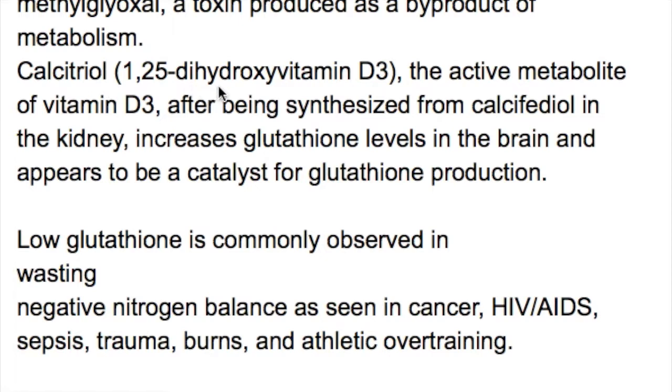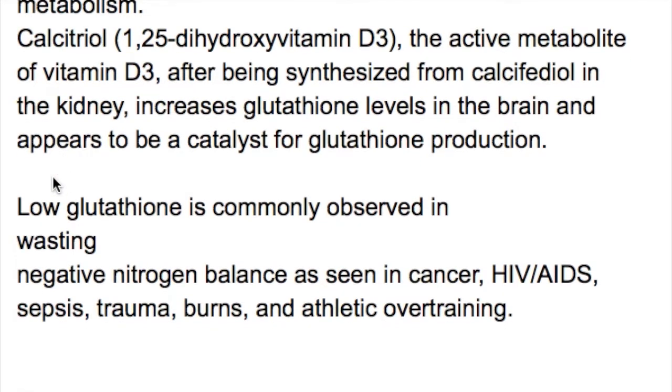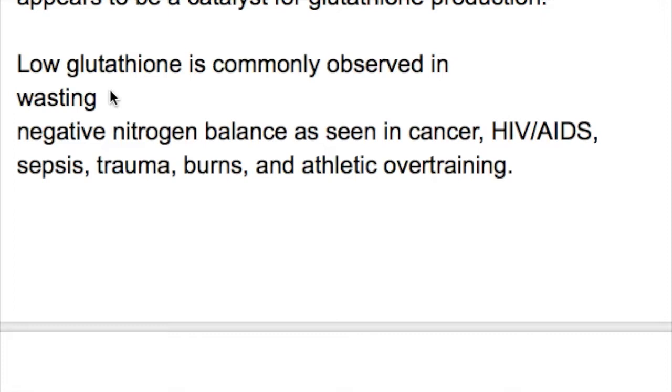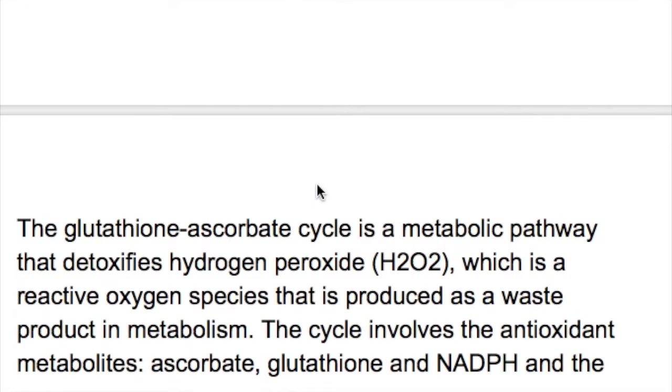Calcitriol, or 1,25-dihydroxycholecalciferol, or active vitamin D3, which is produced by the kidney, increases the glutathione levels in the brain and appears to be a catalyst for glutathione production. So when do we see low glutathione? Number 1, wasting. Number 2, negative nitrogen balance as seen in cancer, HIV, AIDS, sepsis, trauma, burns, and athletic overtraining.